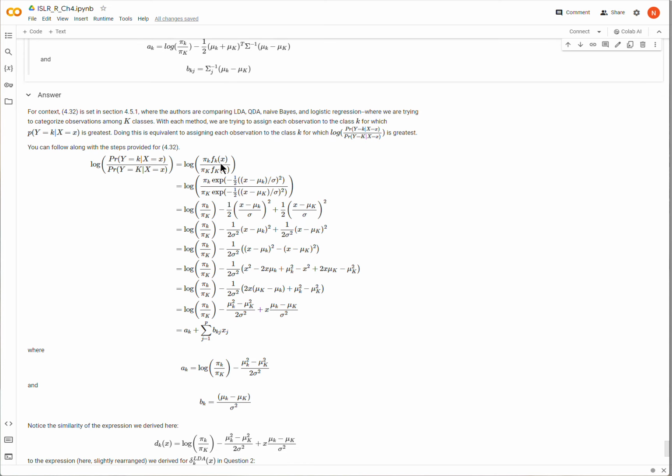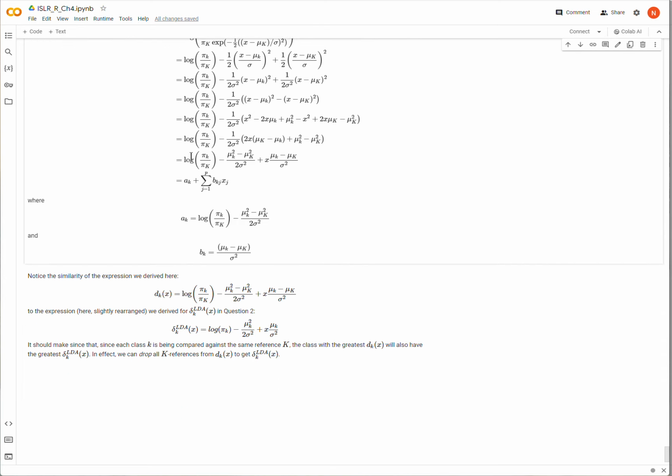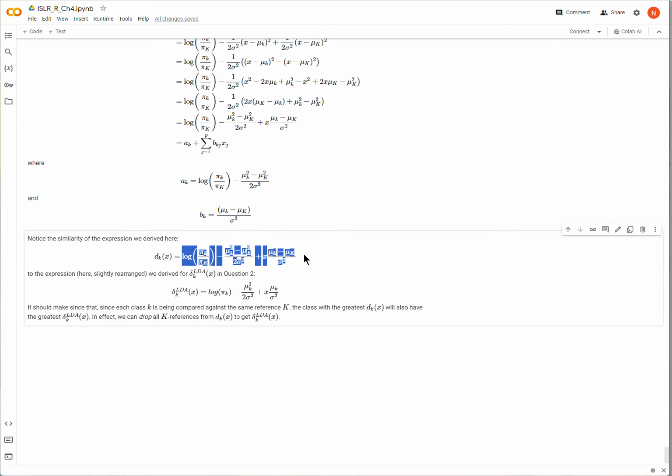Again, I won't go through the derivation. You can look at the derivation here for yourself. But in the end, we come up with this expression right here as our final one, and then we say that this part is equal to a_k, and this part right here is equal to b_k, and we put it into this form here. If I call this final expression that we got here lowercase d, so here's lowercase d right here.